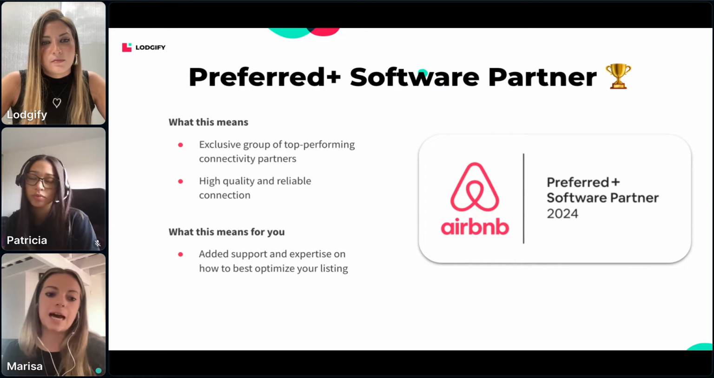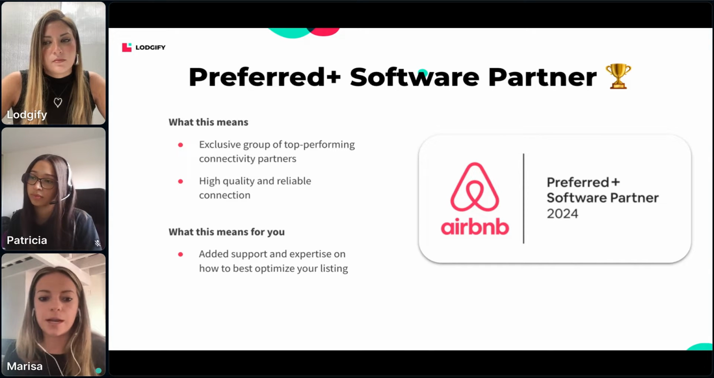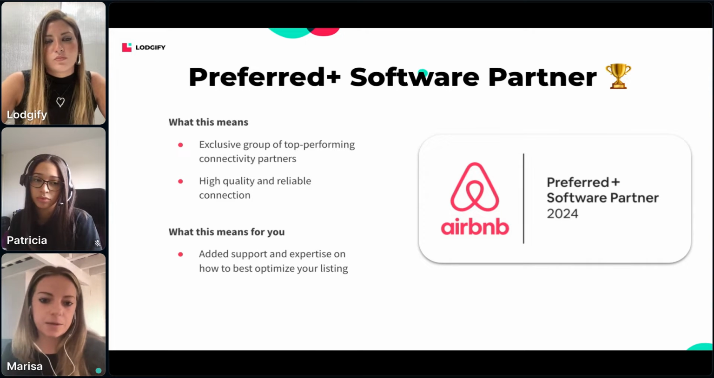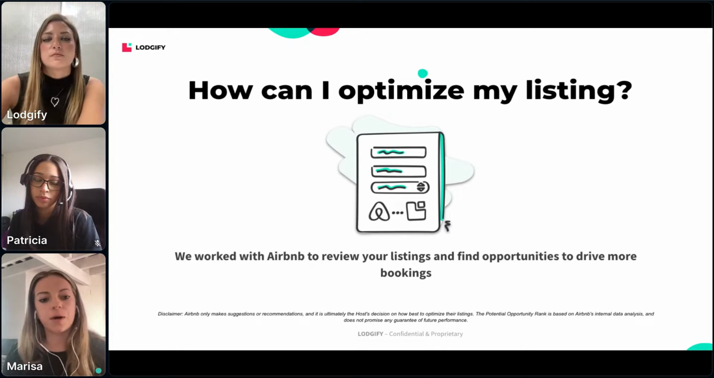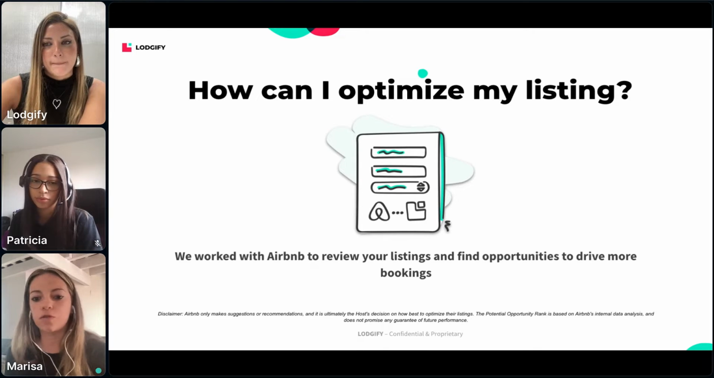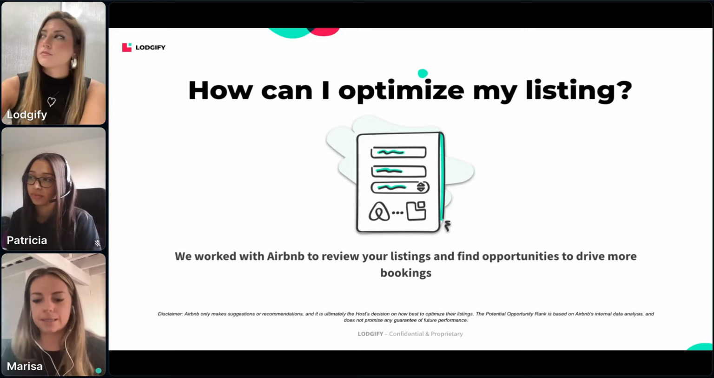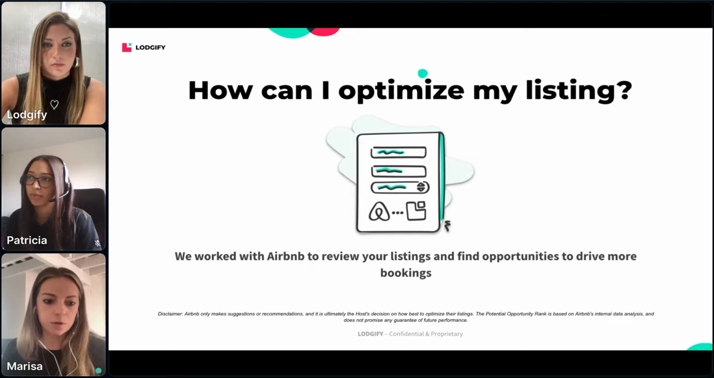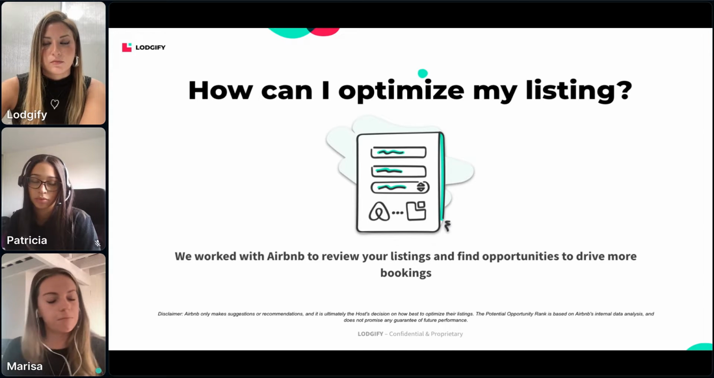What this means for you is that you benefit from that close relationship between the platforms by getting some added support and also expertise on how to optimize your listing. So that's exactly what we're going to do. We worked with Airbnb to review a sample of your listings and find opportunities where you can tweak some things to drive more bookings. Just a quick disclaimer: you know your rental and your business best. These are just some opportunities that we identified that you might be able to tweak, to see if you can make an impact and have the algorithm work a bit more in your favor.